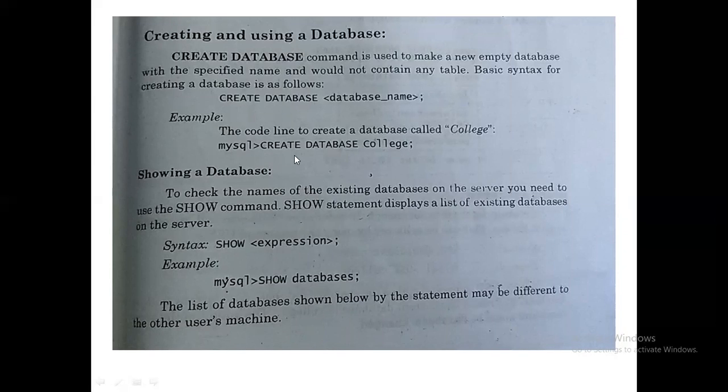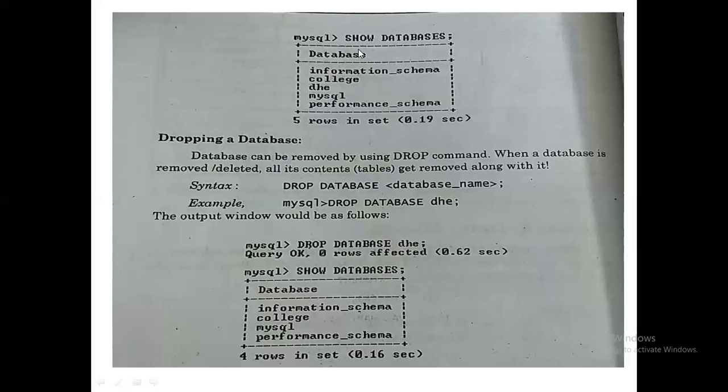Then, showing the databases: we have to show how many databases are already created. The syntax is SHOW. To check the names of the existing databases on the server, you need to use the SHOW command. The SHOW statement displays the list of existing databases on the server. So if you write SHOW DATABASES, after running this command, all the databases present on the server will be displayed.